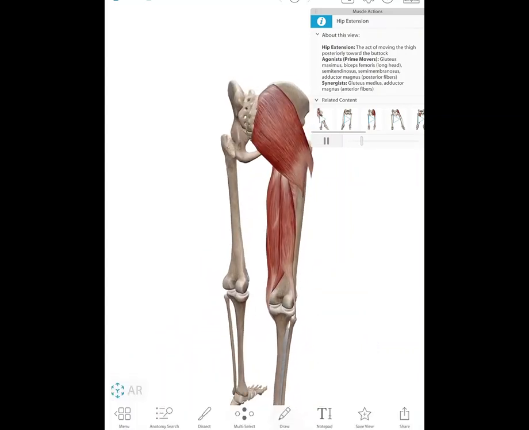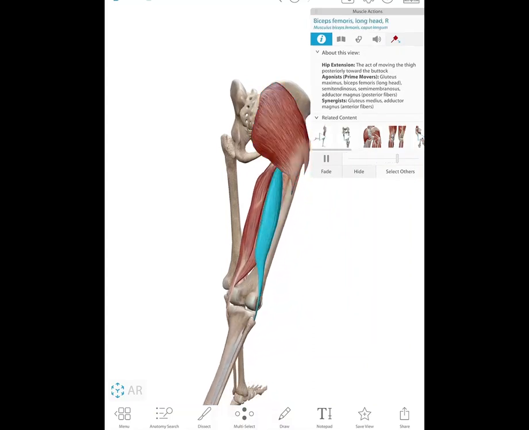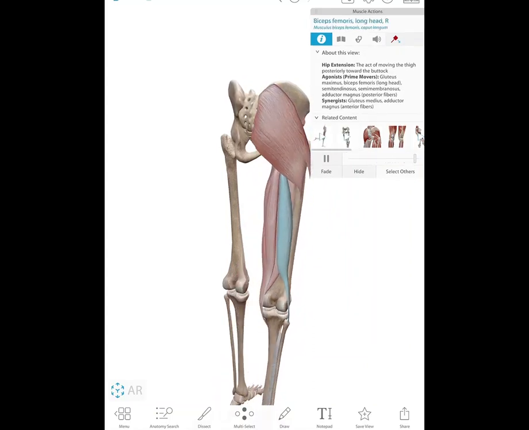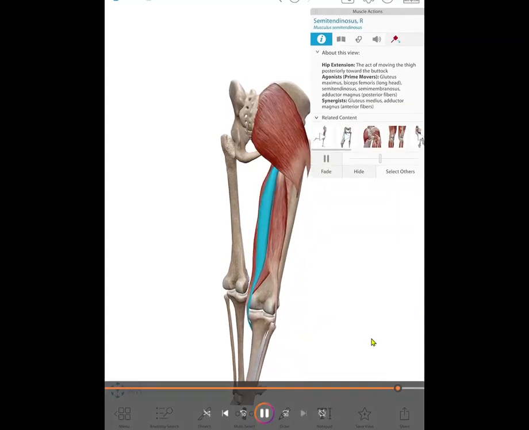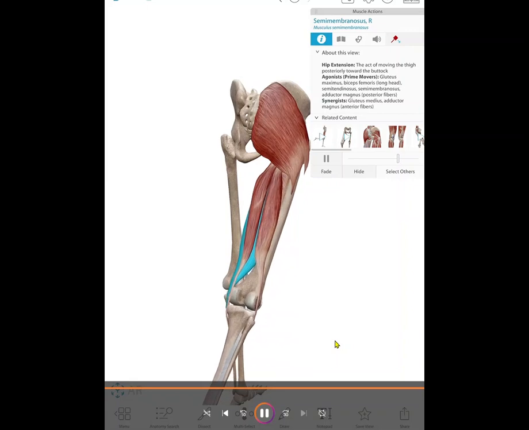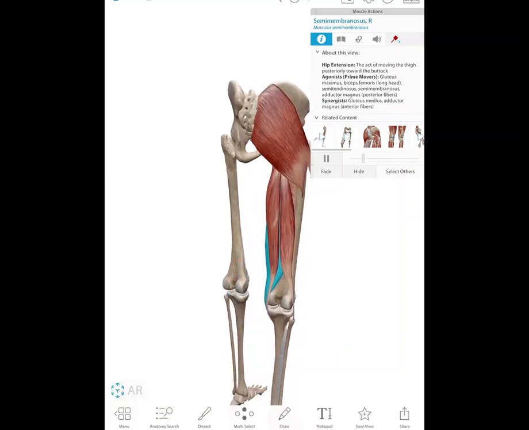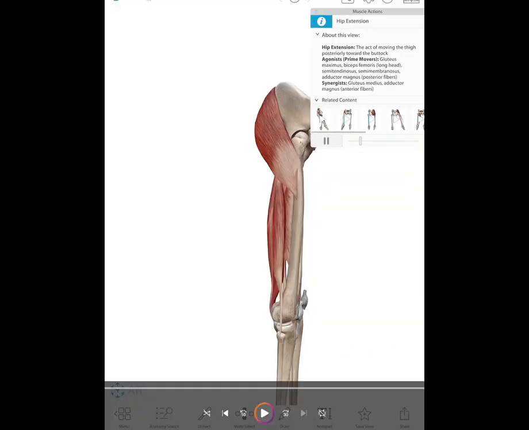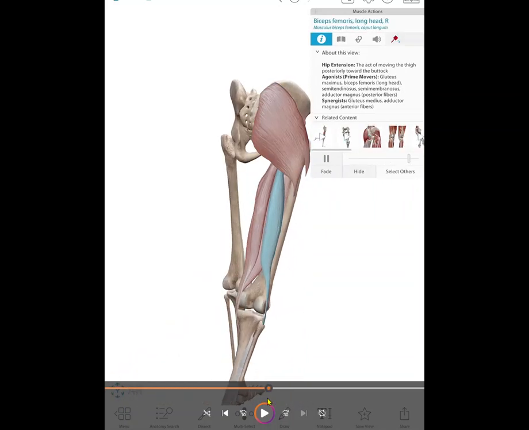And here's a posterior view, and we can see the major muscle is the gluteus maximus. And then we also have our hamstring muscle group that passes the hip joint posteriorly on the posterior side, as well as the knee joint. And so all of those muscles help with hip extension. So I'm going to just roll through here and stop it here.